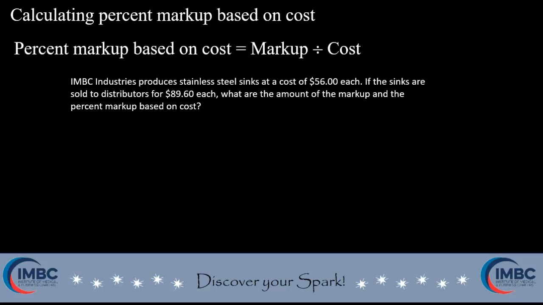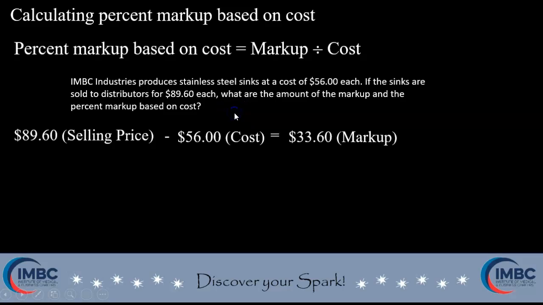First thing we need to do is figure out the markup. So, markup is selling price minus the cost. So the selling price is $89.60 minus the $56, and we get our markup of $33.60. Now that we know the markup, we can come back up and we can do the markup divided by the cost to find our percent markup based on cost.